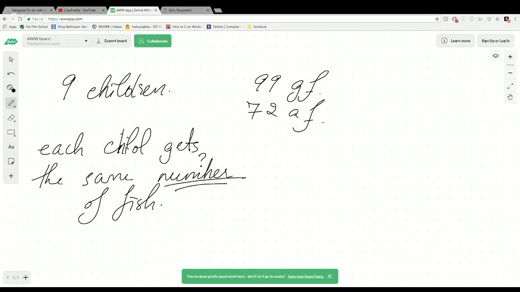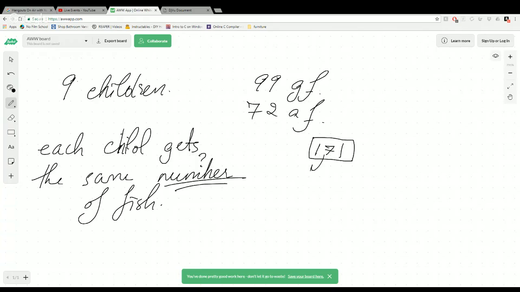Okay, well, you could have said, how many fish do I have in total here? Well, I have 171 fish, right? 99 plus 72, I believe, is 171. So this is the total number of fish.